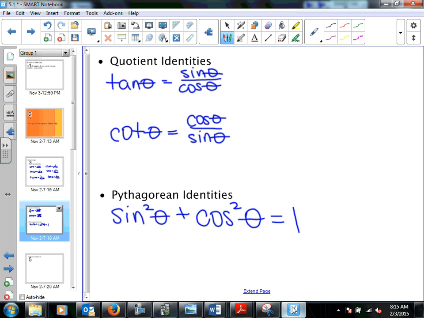Leg squared plus leg squared equals hypotenuse squared. The legs on all of those right triangles that I could draw in the unit circle are going to be the sine value and the cosine value. Our hypotenuse is always 1.